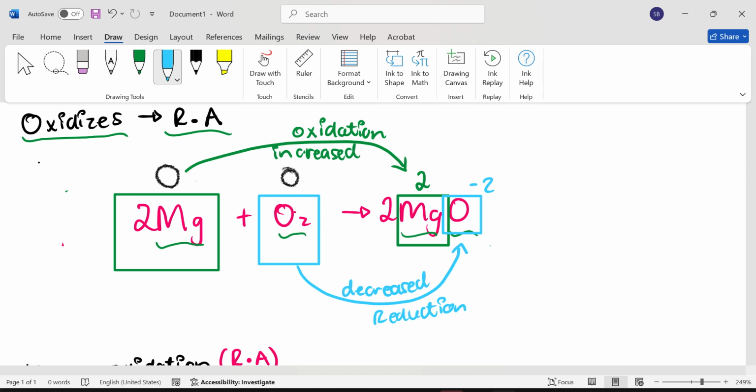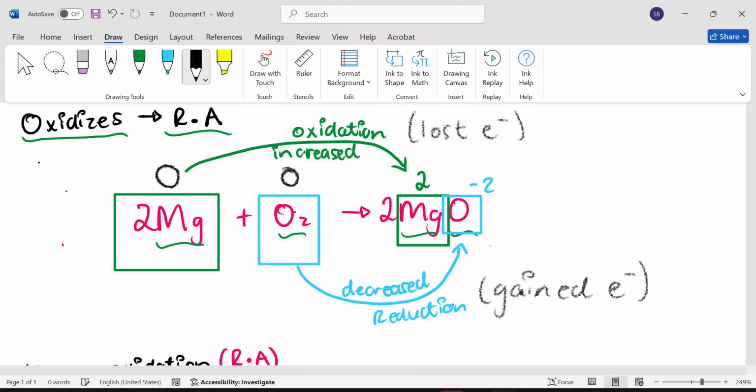The reason you would say it's a reducing agent is because if you think about electrons, we're not going to talk about oxidation numbers now, we're going to think about electrons. If you've identified magnesium as the one that oxidizes, hope you agree with me when I say it's the one that loses electrons. So it lost its electrons, and this one gained those electrons.